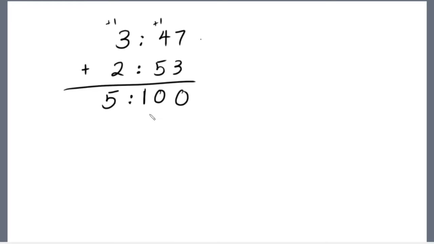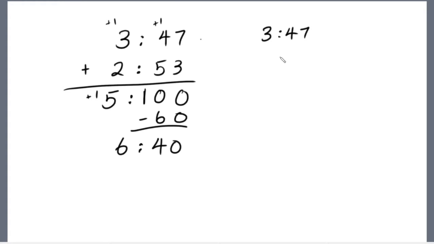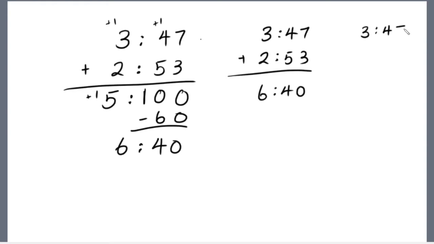So what we're going to have to do is regroup 60 minutes out of that, and that's going to give us 40 minutes left, and we're going to add our 1 hour over here. So 3 hours and 47 minutes plus 2 hours and 53 minutes is going to equal 6 hours and 40 minutes. Now, what happens if you decide to add traditionally?